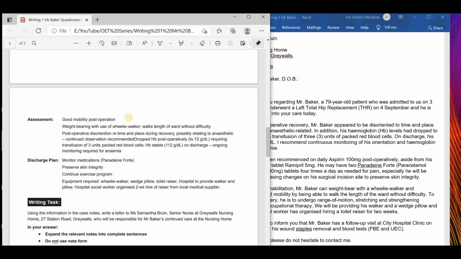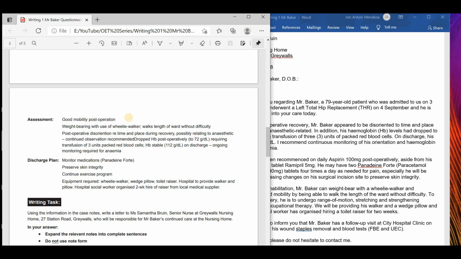In addition, he dropped his Hb. Hb stands for hemoglobin. That's also post-operatively down to 72 grams per liter, and he had a transfusion of 3 units of packed RBC, or red blood cells, and then it stabilized to 122 grams per liter on discharge, and there's ongoing monitoring for anemia. For the discharge planning, we have to monitor medications like his pain relief, preserve skin integrity, and continue the exercise program, and he requires some equipment such as a wheelie walker, wedge pillow, and toilet raiser.